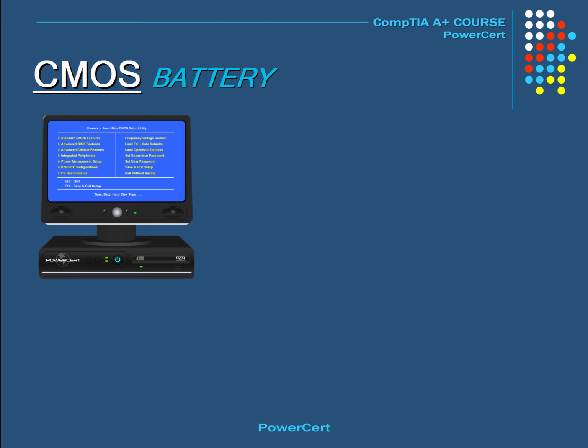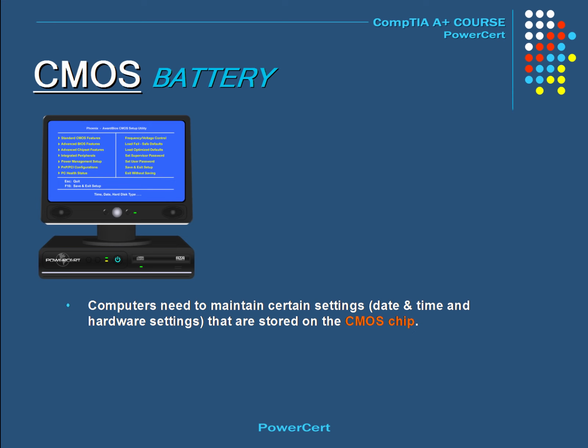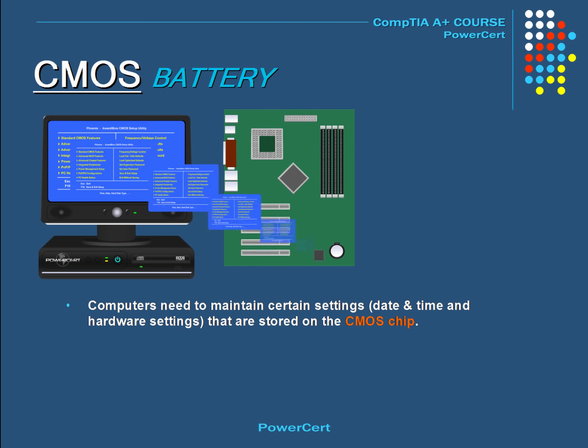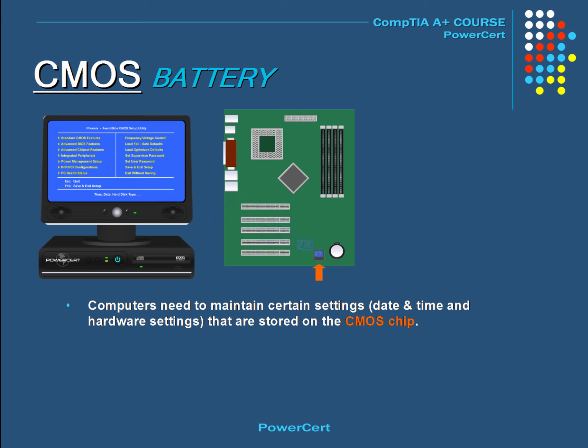After a computer is turned off, and if the power cable is unplugged, the computer needs to maintain certain settings, such as the date and time and hardware settings. And these settings are stored on the motherboard in a special chip called a CMOS chip. CMOS stands for Complementary Metallic Oxide Semiconductor. And in order for the CMOS chip to maintain these settings, it needs a battery. This battery is called the CMOS battery.